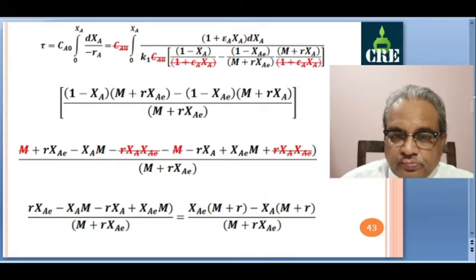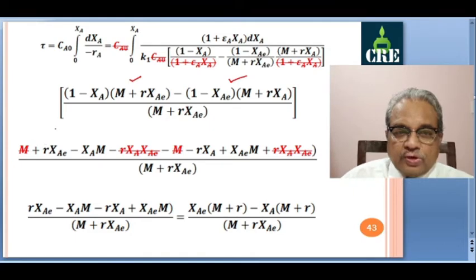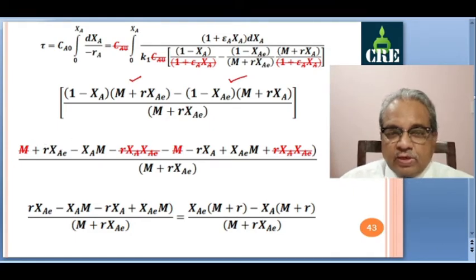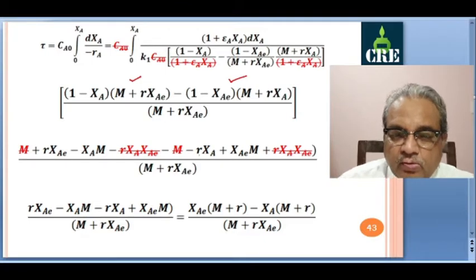So in the denominator, 1 minus xa multiplied by m plus r xae, and here we have a minus sign, 1 minus xae into m plus r xa. Solve these brackets. So you get m plus r xae minus xa m minus r xa xae minus m minus r xa plus xae into m plus r xa xae. So this r xa xae with plus and minus sign cancels out. M and minus m cancel out. So collect these terms. We are left with r xae minus xa m minus r xa plus xae m.